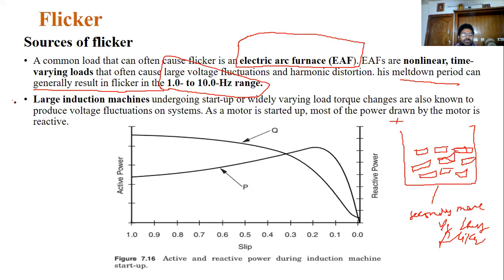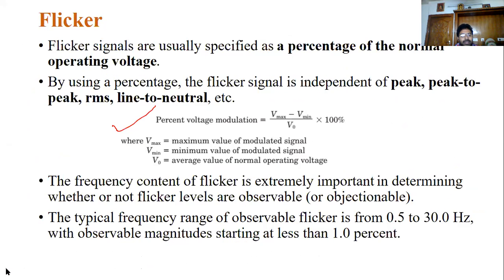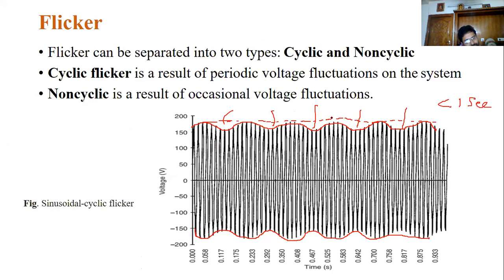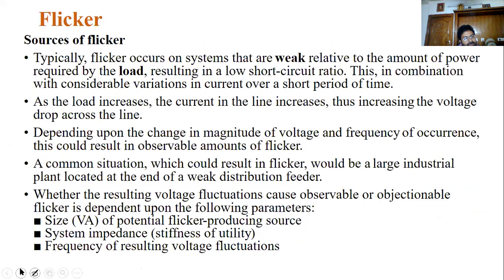Now another cause is induction machine starting, large induction motor starting. You know that large induction motor starting is also called voltage sag. I may call this a voltage sag also, but you can call it a flicker. Then what is the primary difference between flicker and voltage sag?